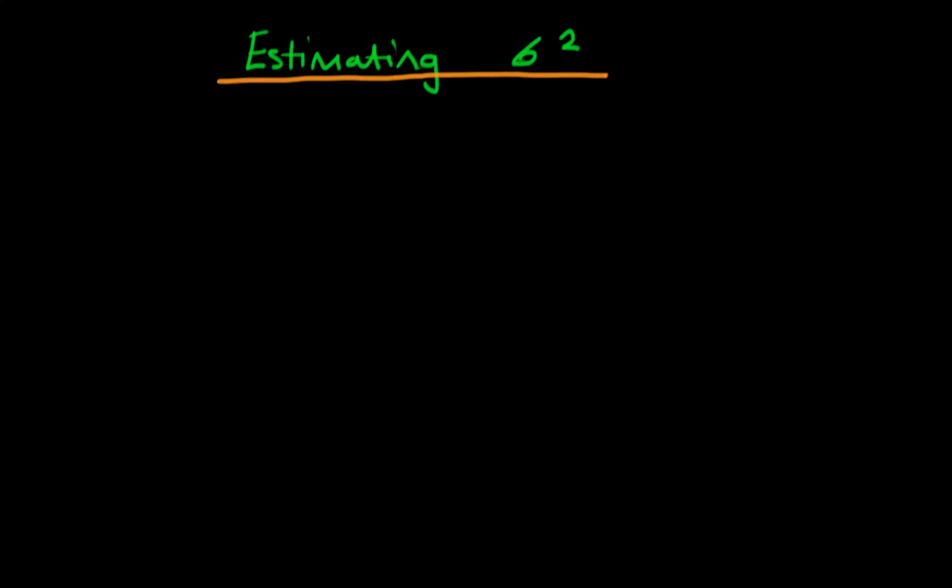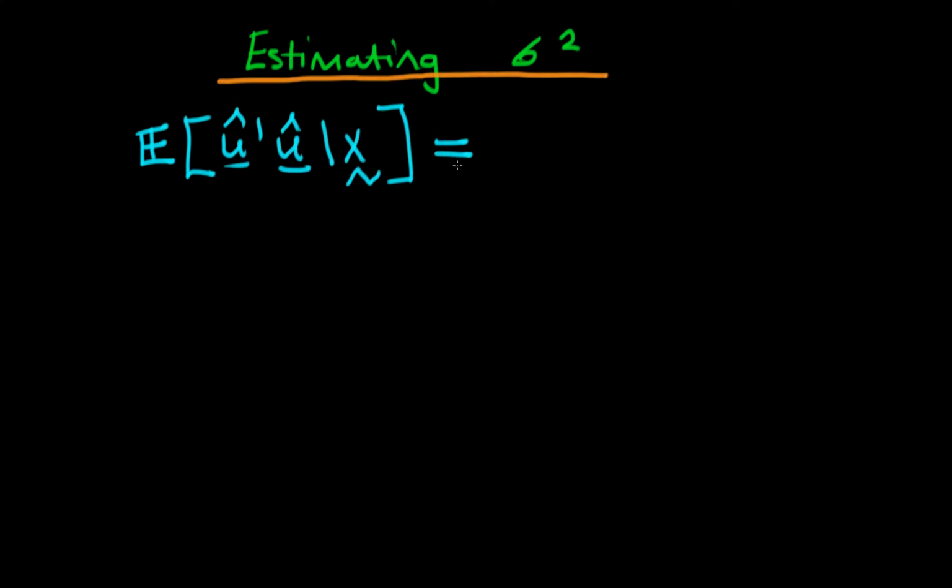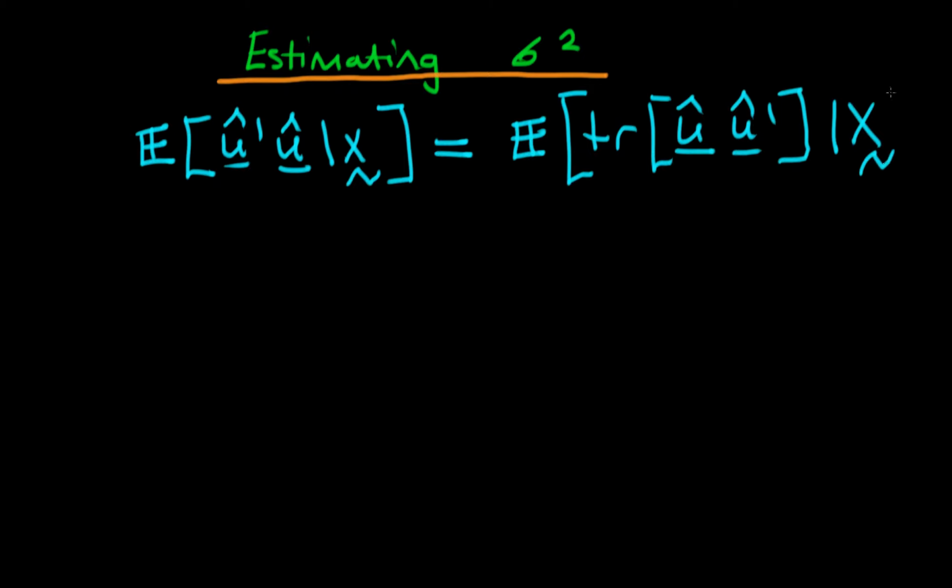In this video we're going to start off in a direction which is going to lead us to an unbiased estimator for sigma squared. So in the last video we considered the expectation of u hat primed times u hat, given that we had our matrix of independent variables x. And what we're going to do in this video is demonstrate that this is exactly the same as saying we're going to take the expectation of the trace of u hat times u hat primed, given that we have x. Okay, so why are these two things necessarily the same?